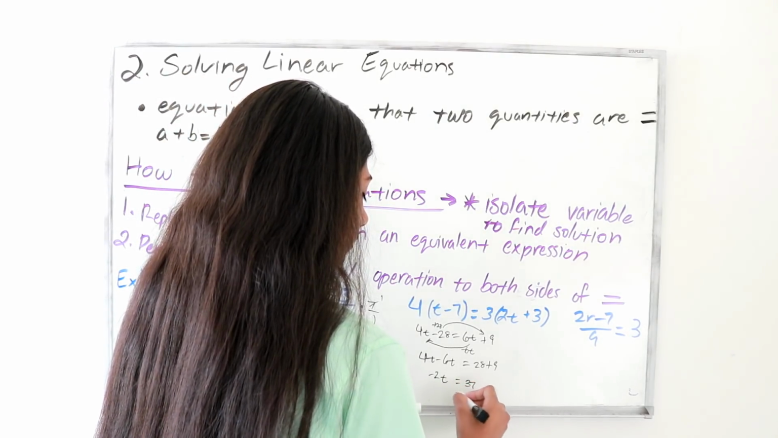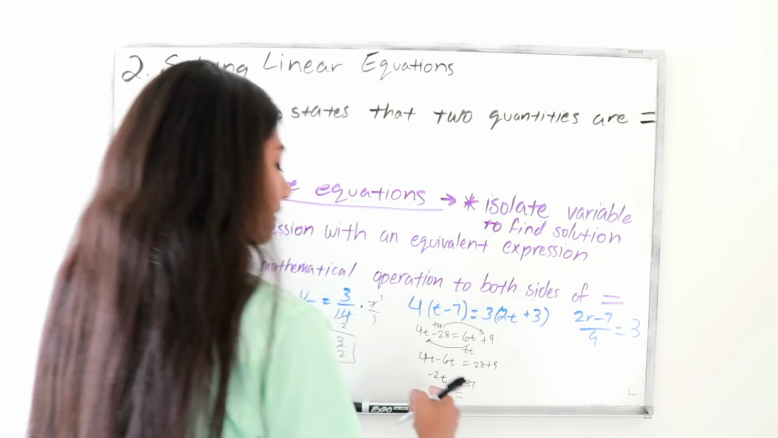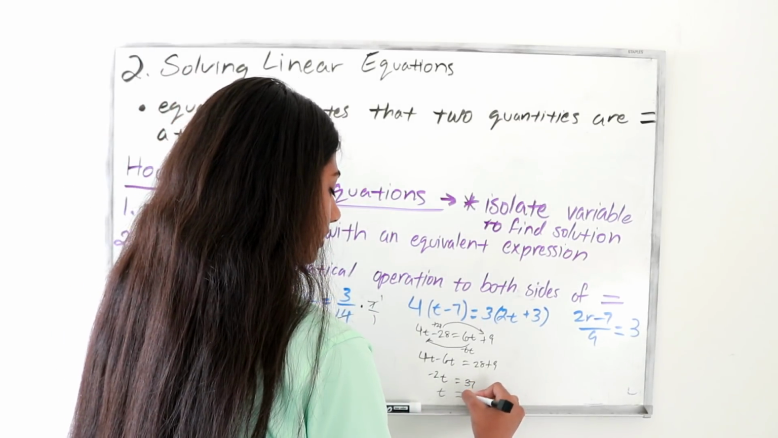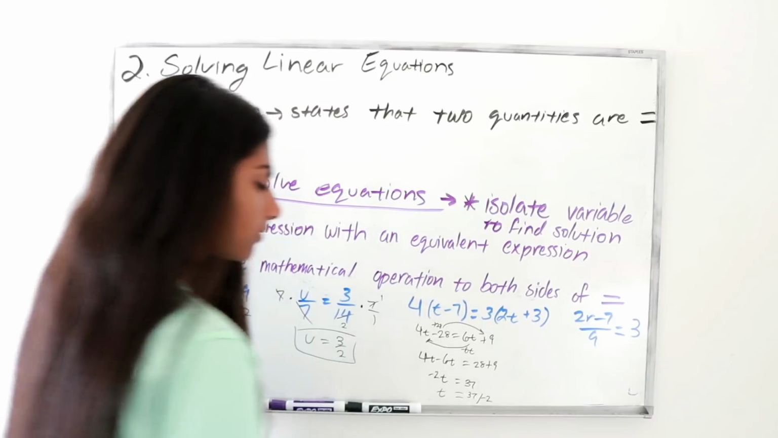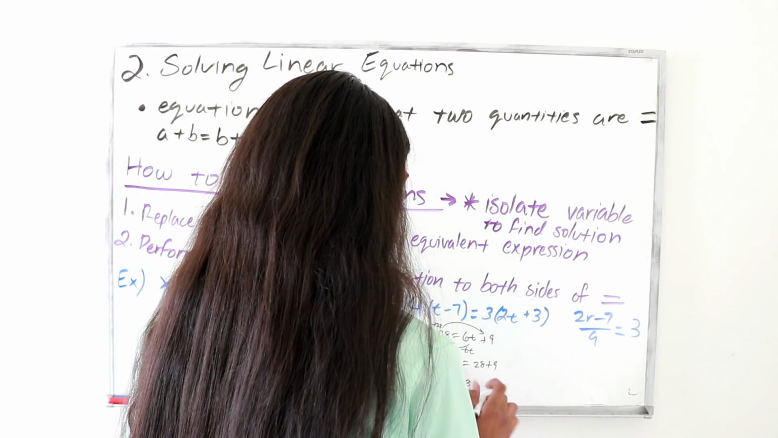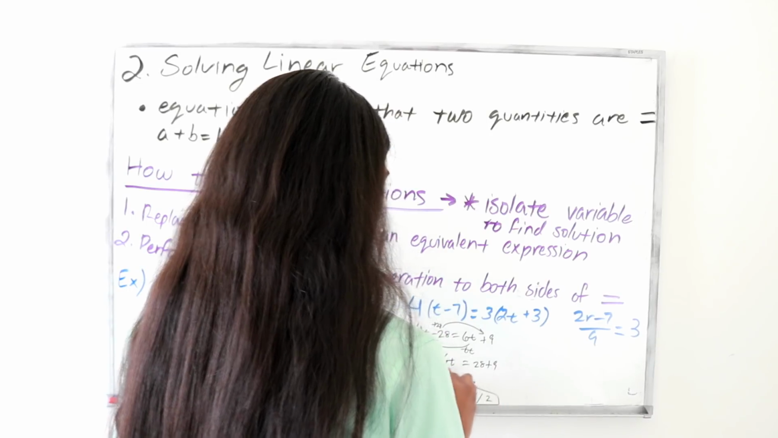Next thing you want to do is say t equals, and then divide this side by negative 2, divide this side by negative 2. So that's going to be 37 divided by negative 2. You can also say that it's just negative 37 divided by 2. And that is our answer.